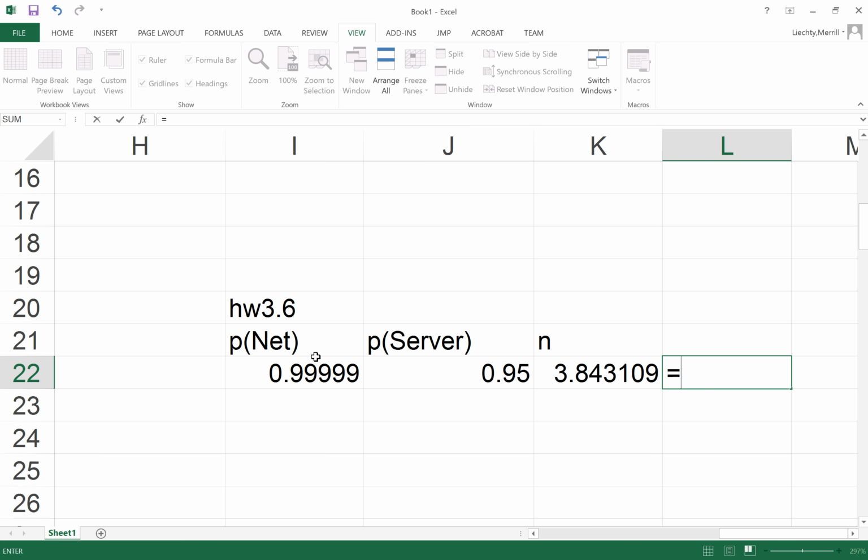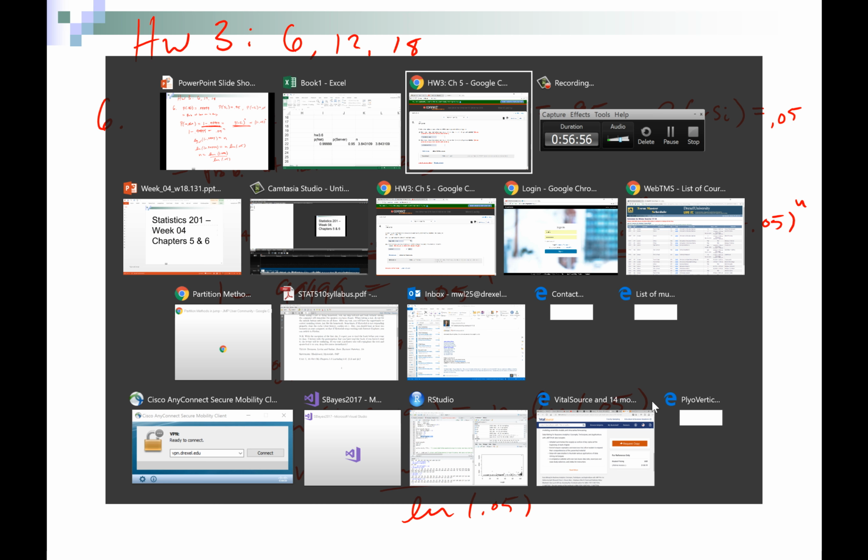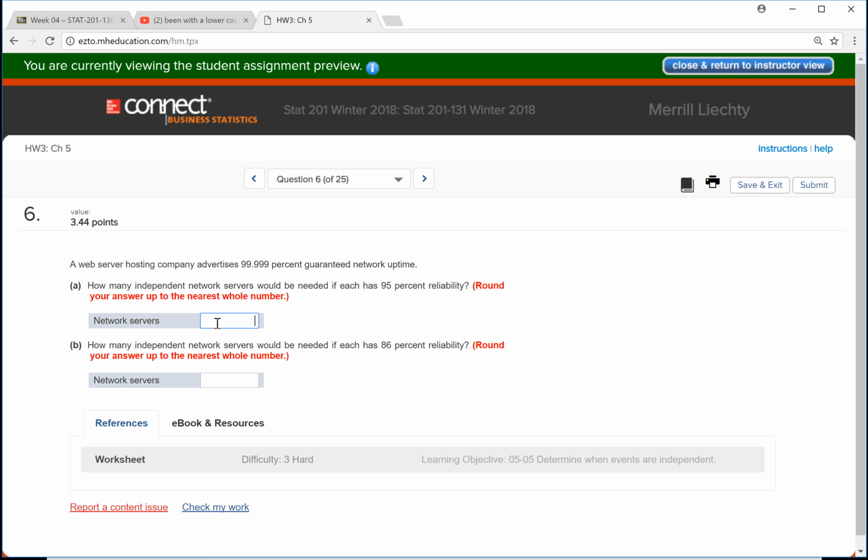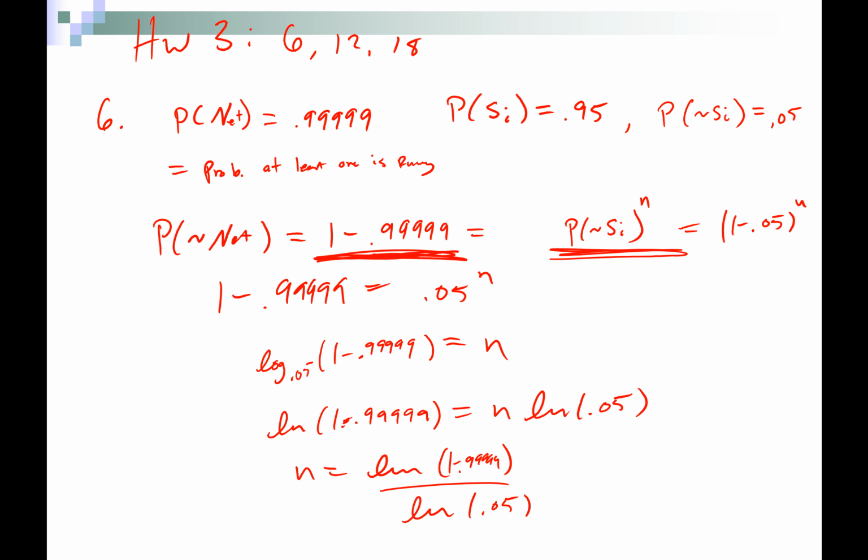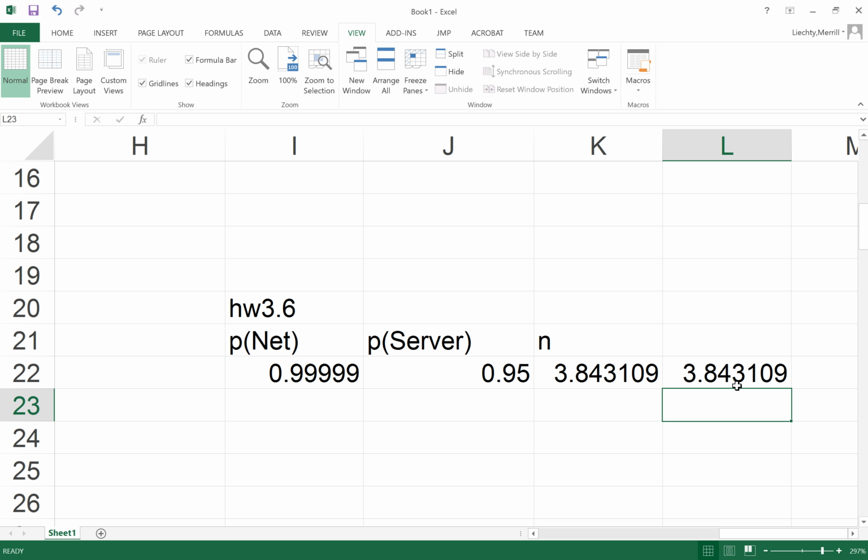If I want to do it the other way, this is going to be the natural log of 1 minus that thing divided by natural log of 1 minus that. And those are the same. So how many servers do I need? I need 4. Why do I need 4? Because the answer was 3.84. I can't have 0.84 of a server, so I've always got to round up on that. If I round down, then my reliability is not going to be that high. So I always have to round up, and it says minimum 0.99999.